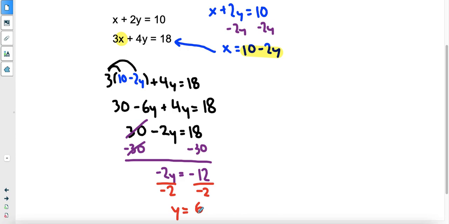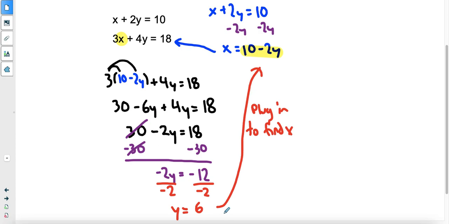But of course, I'm not done yet. I still need to find x. To find x, what am I going to do? Just like I did before, plug it in. I'm going to plug in y is equal to 6 into my equation here in order to find x. Okay, I know x is equal to 10 minus 2y. I'm going to plug in y is equal to 6.